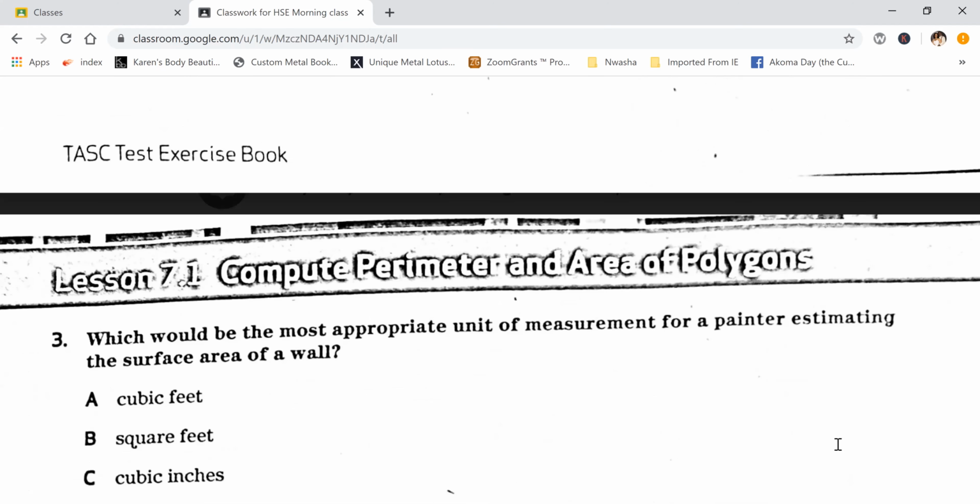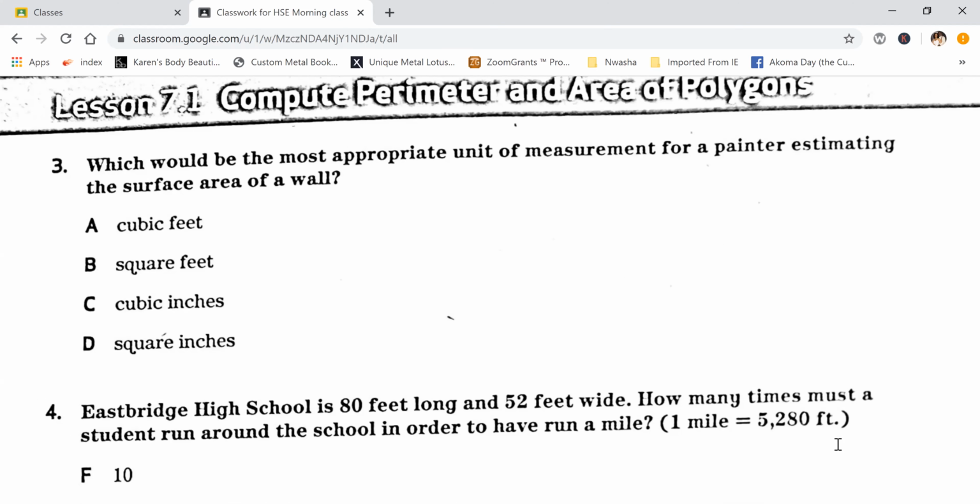So now let's take a look at question number 3. Which would be the most appropriate unit of measurement for a painter estimating the surface area of a wall? A says cubic feet, B says square feet, C says cubic inches, and D says square inches. So what would be the best choice? That'd be D, square inches. Nope, but that's close. You definitely want to pick out of the squares, right?